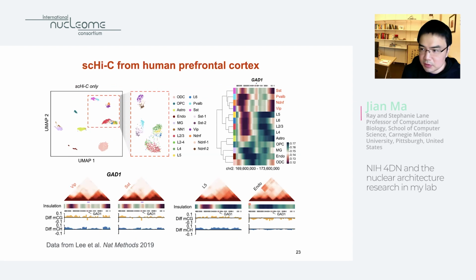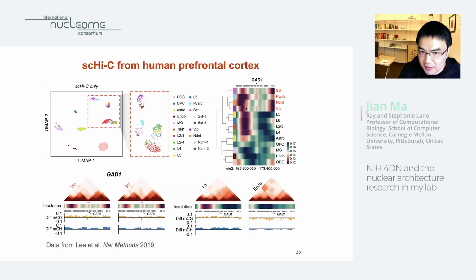So we also apply this approach to a real data set in human prefrontal cortex, generated from a previous publication from Joe Ecker's lab. In their work, they stated that if you only use single cell Hi-C, you're not going to be able to cluster these cell types nicely. But by using our more advanced Higashi approach, we found that after imputation and embedding, you'll be able to nicely separate these subtypes, especially neuron subtypes, the inhibitory and excitatory neuron subtypes, that previous methods were not able to do.